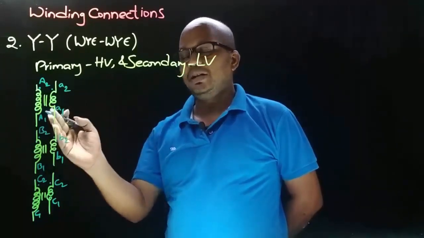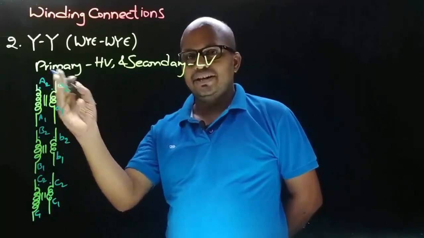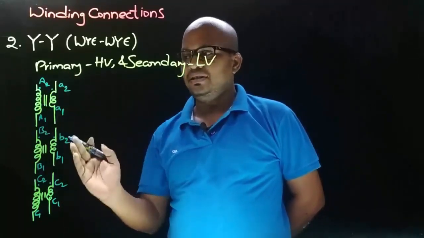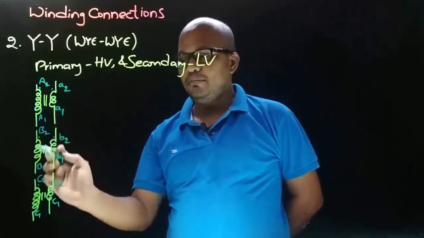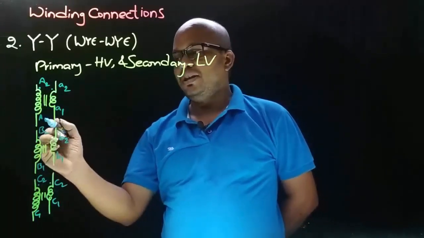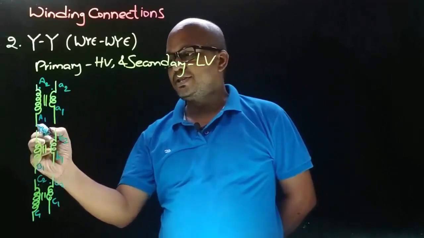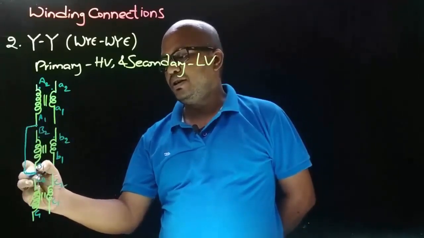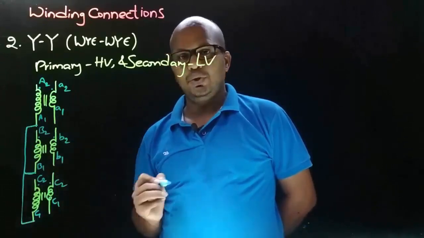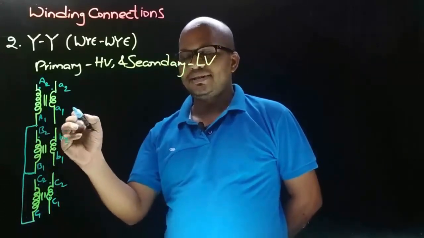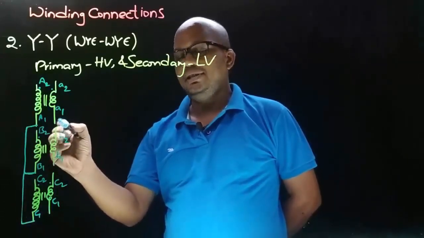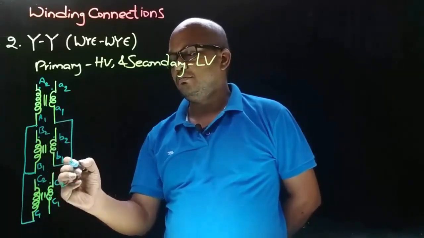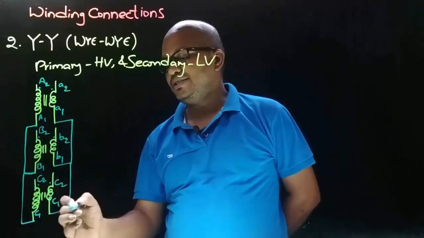So here the common terminals could be starting ends or could be finishing ends, and here we are considering the common ends as A1, B1 and C1. So let's join the common ends A1, B1 and C1 together. And coming to the secondary side, let's join the common ends A1, B1 and C1.